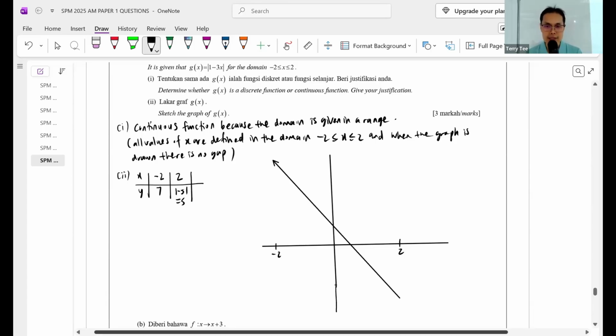So before you modulus, it's a straight line, right? This is -5. This is 7. But the moment you modulus, what happened? The part that falls below is now reflected out. So this part here, you're going to flip it out. It's going to look like this. You end up with only this segment.